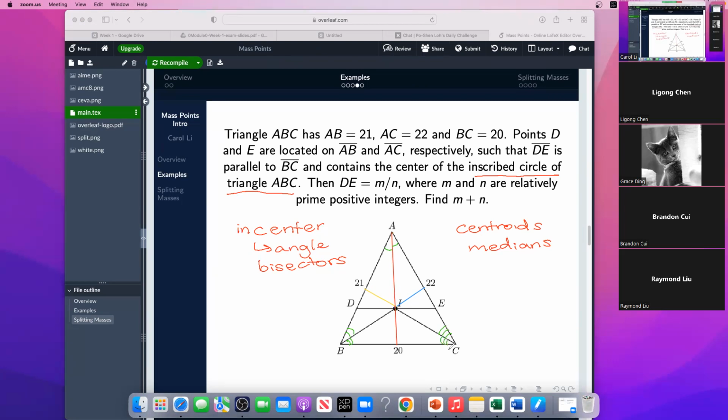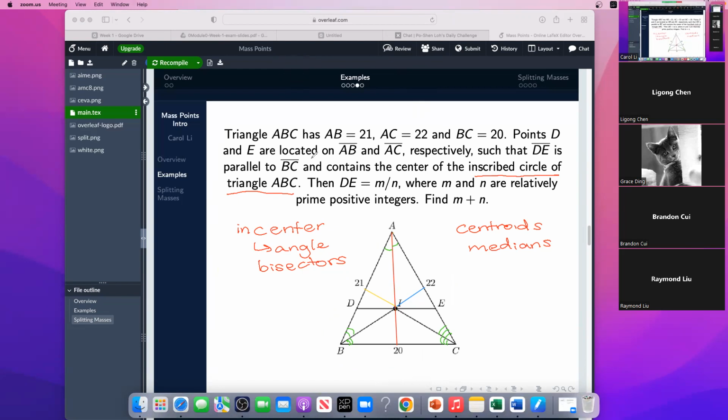Is there something interesting about ratios with angle bisectors? You guys know? With side length ratios. This one might be slightly tricky, but basically the ratio of this side length to this side length is going to be the same as the ratio of this side length to this side length. Okay, wow. Now that we have a lot of information so far, we can start with mass points.